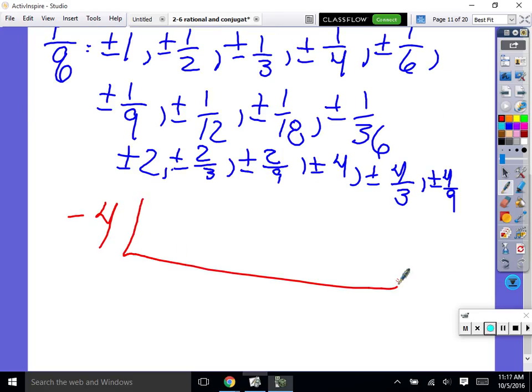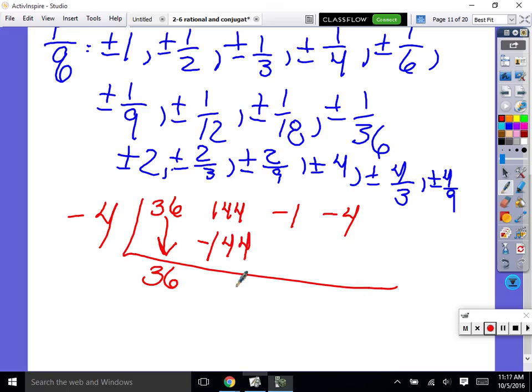Let's do synthetic division. Here we go. We put in 36, we put 144, we put -1 and -4. We weren't missing anything, correct? 3, 2, 1, constant. We drop this down exactly as it is. So somebody tell me what this is. 36 times -4. Negative what? 144? We add straight down and get 0.